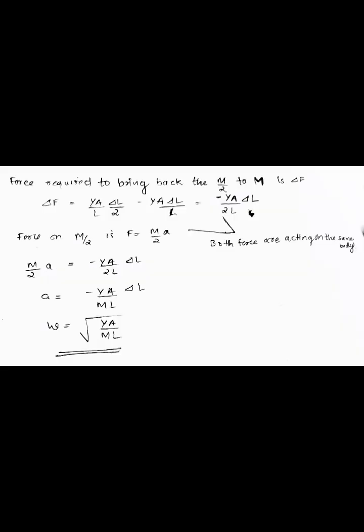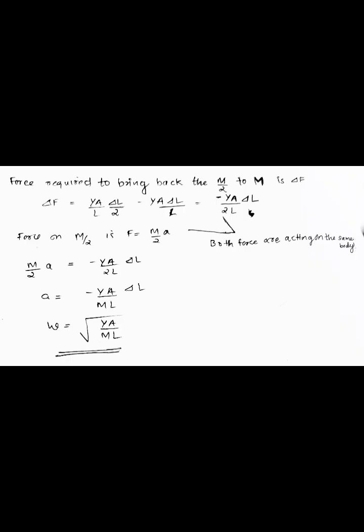So the force required to bring back the m by 2 to m is delta F, which is equal to YA by L into delta L by 2 minus YA delta L by L. This is equal to minus YA delta L by 2L. Here the force is acting on m by 2, so F is equal to m by 2 A. Equating these two, we get m by 2 A equal to minus YA by 2L into delta L. That is, A is equal to minus YA by ML into delta L.